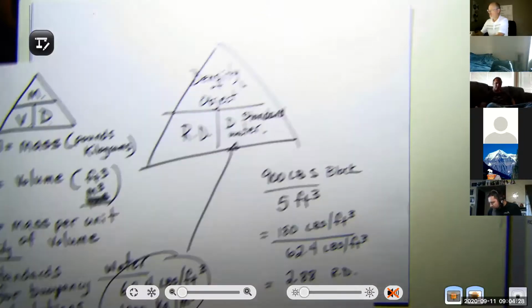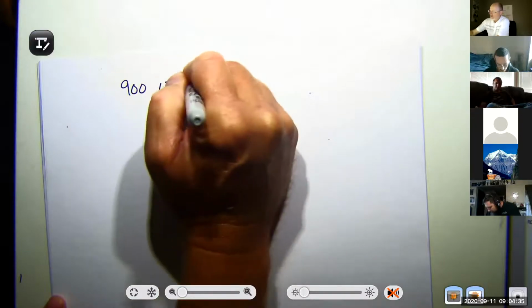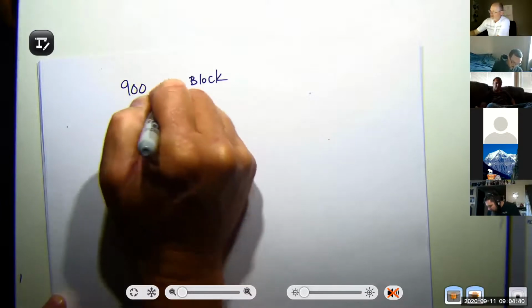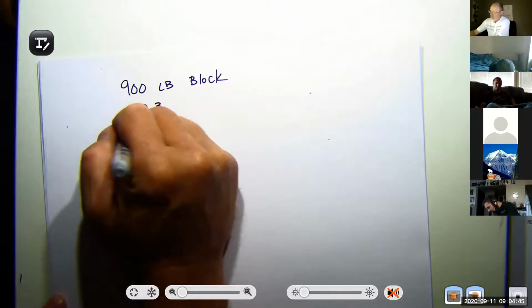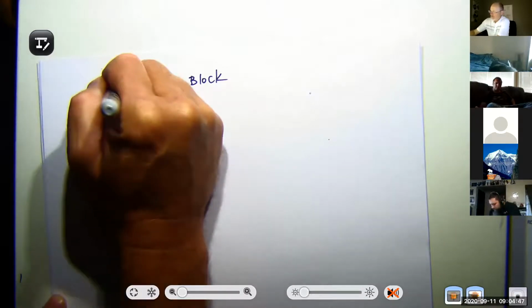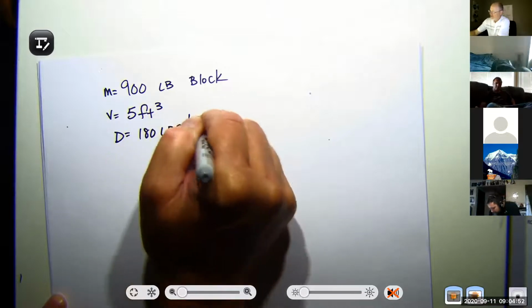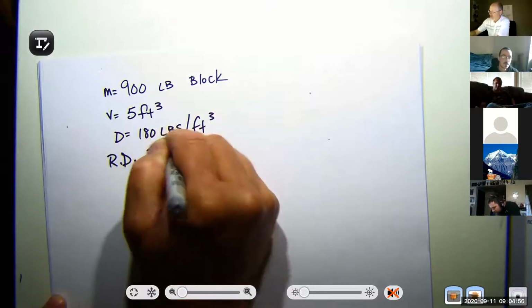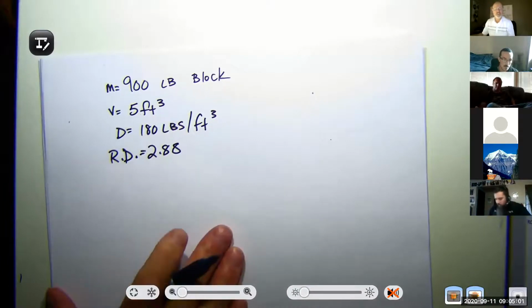So I'm just going to transfer some information here. So we have that 900-pound block with a volume of 5 cubic feet with a density of 180 pounds per cubic foot, and we had the relative density of 2.88 times heavier. Okay, so those are our standards right there.